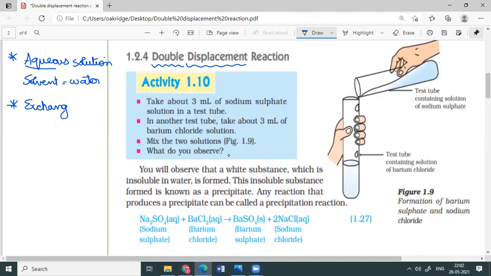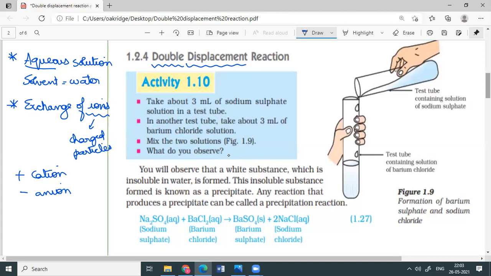Exchange of ions. I hope you all know this term ions. Already it has been introduced to you. Ions are charged particles, so an exchange of charged particles takes place. You already know there are two kinds of charged particles: one is the positively charged cation, and the other is the negatively charged anion. Here positive and negative attraction will be there, and there will be exchange of ions.